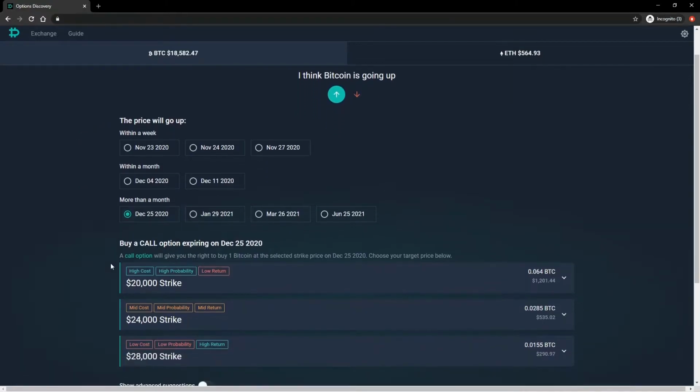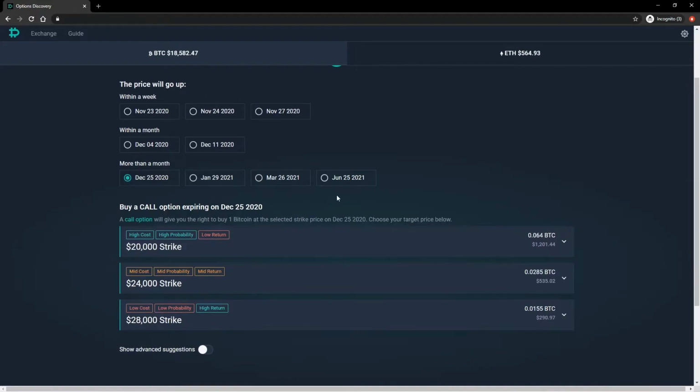Now we've selected all the parameters we want, the option discovery tool will show us a selection of options that are relevant to the view we have. Here we've told it that we think the price of Bitcoin is going to increase by the 25th of December 2020, so it's showing us 3 call options that could benefit from that happening. A summary for all 3 is shown, with the strike price on the left and the current option premium on the right.